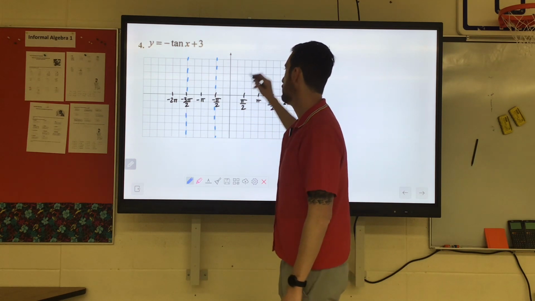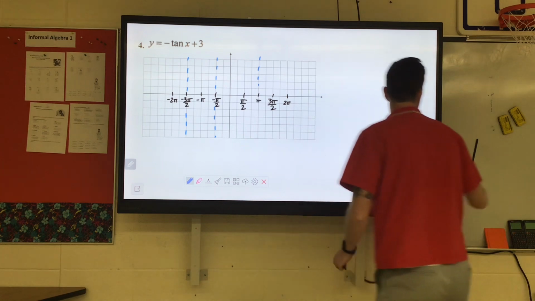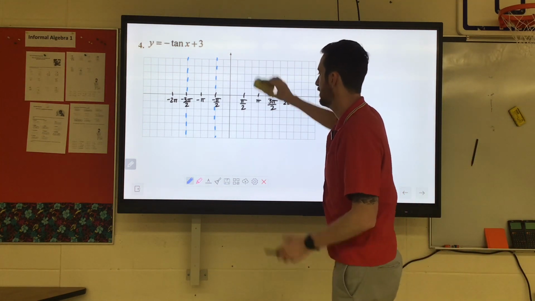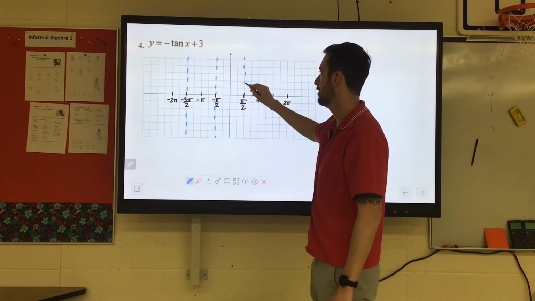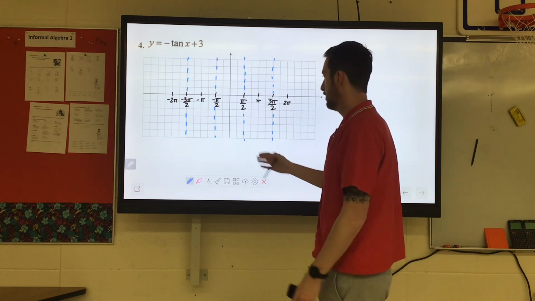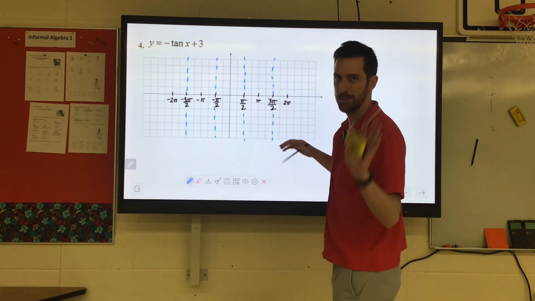Negative 3 pi over 2. Oh, shoot. I put it in the wrong place. Oh my gosh, that is so embarrassing. Pi over 2, 3 pi over 2. There you go. We could fit 3 cycles in there. Otherwise, you can keep going. You could make one over here if you want. We're all good.